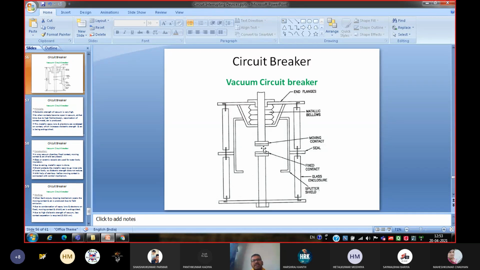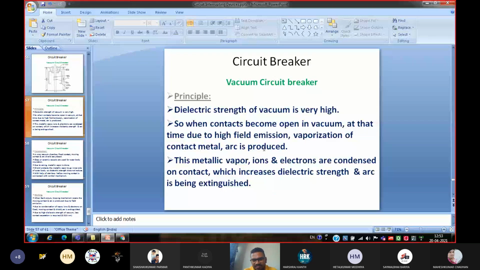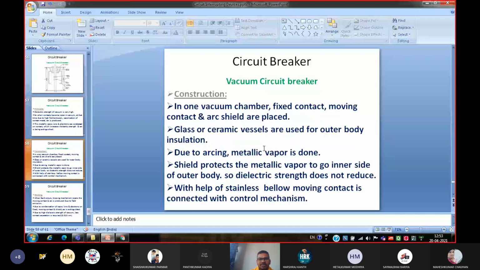Okay, so this will increase the dielectric strength, and due to the increment of dielectric strength the arc is extinguished. In this manner the vacuum circuit breaker will operate. If we see the construction of the vacuum circuit breaker, in one vacuum chamber the fixed contact, moving contact and arc shield are placed.